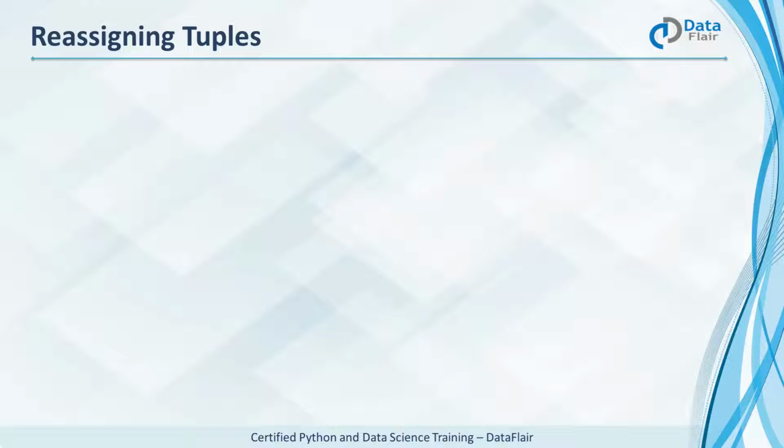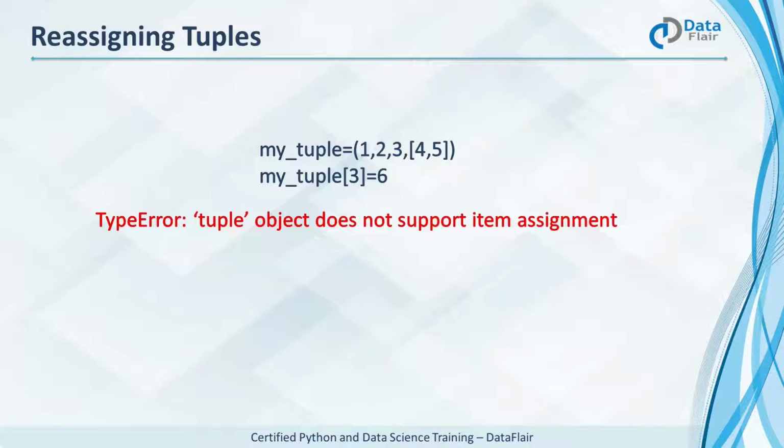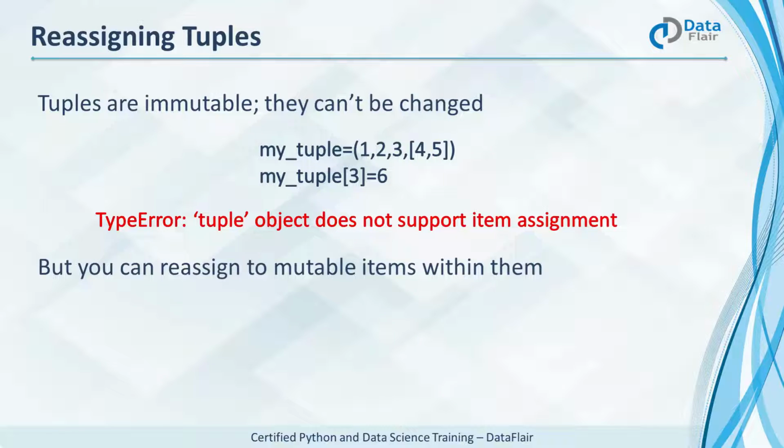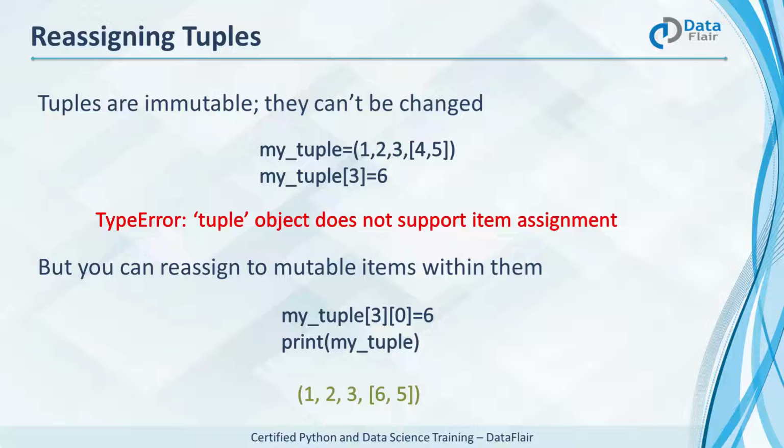Let's try reassigning tuples. This is my tuple. Can we change the value at index 3 to 6? No. Tuples are immutable and you cannot reassign items. But if a tuple holds a mutable item, like a list, it is possible to alter that item or list. My tuple 3 0 is 6. See, this does work. We could change the value 4 to 5 in the list in this tuple.